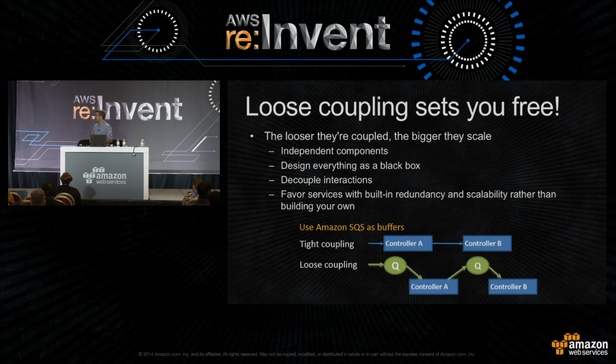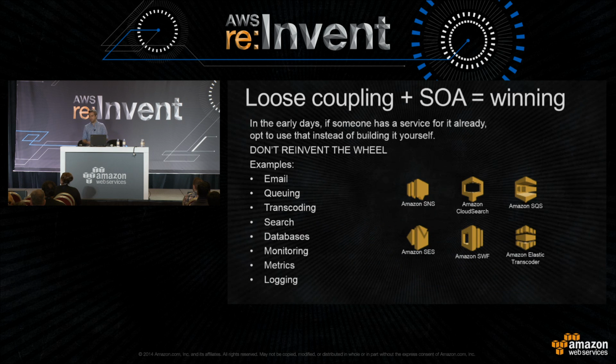And going along with that is decoupling the interactions, and again, trying to favor services that already have built-in redundancy and scalability for you. So making use of something like DynamoDB as a place to store session state versus maybe rolling something yourself. You see a diagram down here in the example of tight coupling versus loose coupling, where sometimes it makes sense to put something like a queue in place between two tiers instead of having them interact directly with each other, which could potentially cause one to overwhelm the other. Again, loose coupling in SOA definitely helps you with scaling your infrastructure really well.